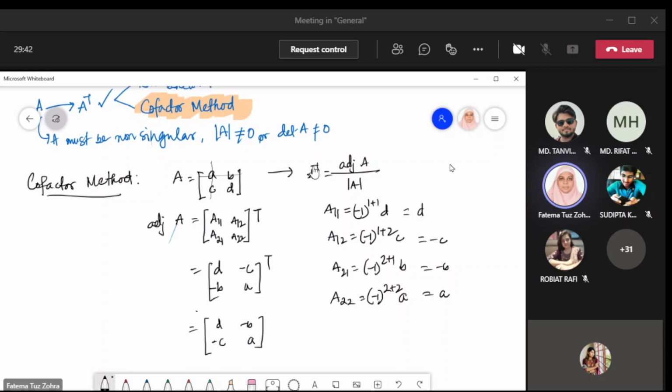The formula says that if A is the matrix A, B, C, and D, then the adjoint of A should be the replacement of these diagonal entries, so D, A. And whatever you have in the rest, that should be multiplied with a negative sign. So B should be minus B, C should be minus C. Find out, is it the same?